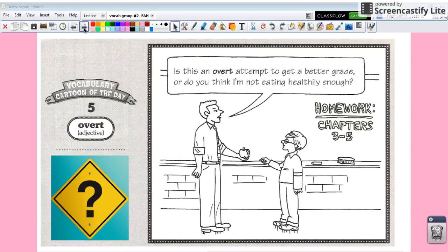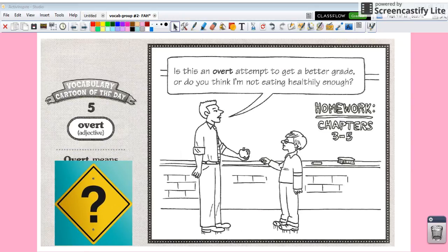All right, so we're going to start with the word overt. Is this an overt attempt to get a better grade, or do you think I'm not eating healthily enough? So from this sentence, I can see that the student is trying to kind of bribe the teacher with an apple, and that's a really obvious kind of thing. So I'm going to say that overt means obvious, which is exactly what it means.